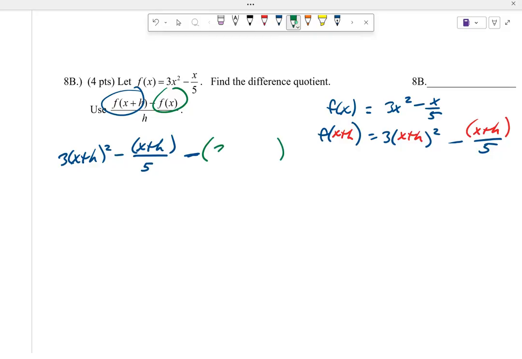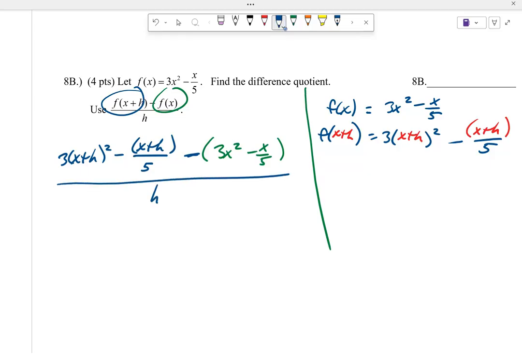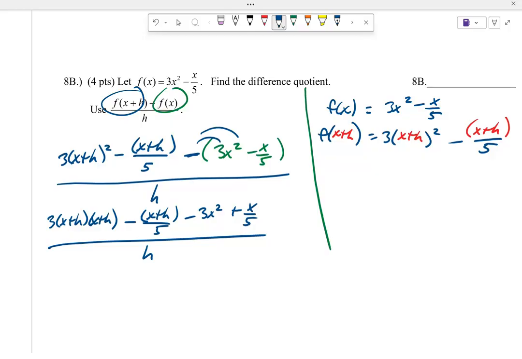Well, the original f of x is 3x squared minus x over 5. And this is all over h. So we just got to clean this up. So we got 3 times x plus h, x plus h, minus that x plus h all over 5, minus 3x squared plus the x over 5. This is all over h. And what I'm going to do is get this all over 5. Right now these are over 1, so I can get this to be one fraction right there. So let's go ahead and multiply by 5 and 5.